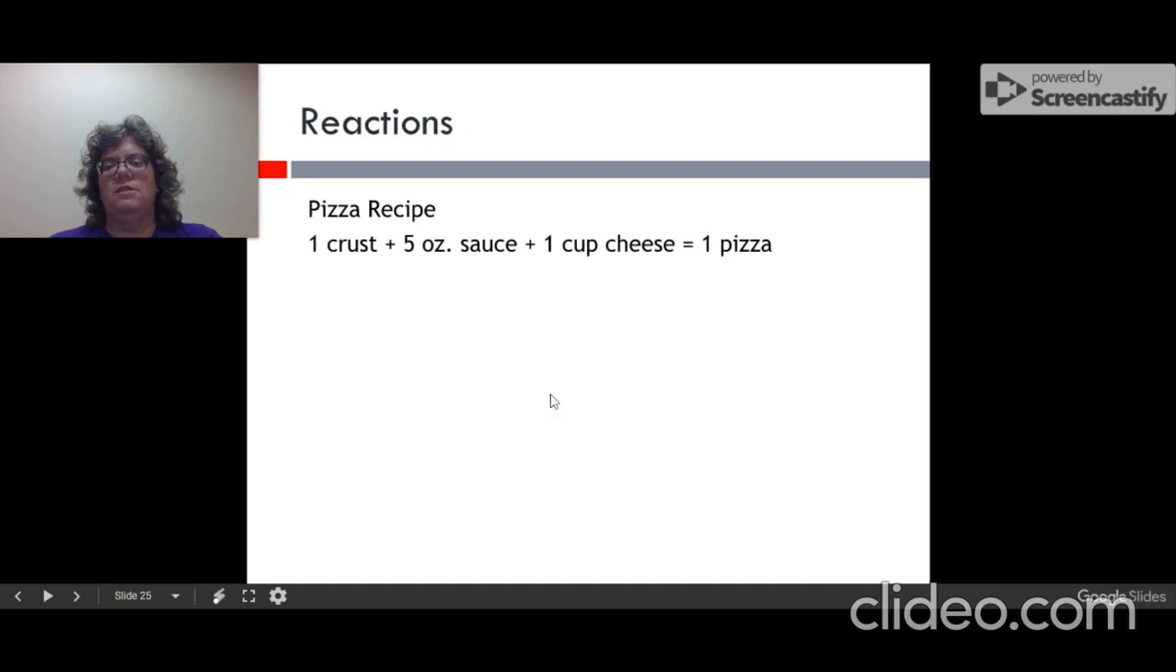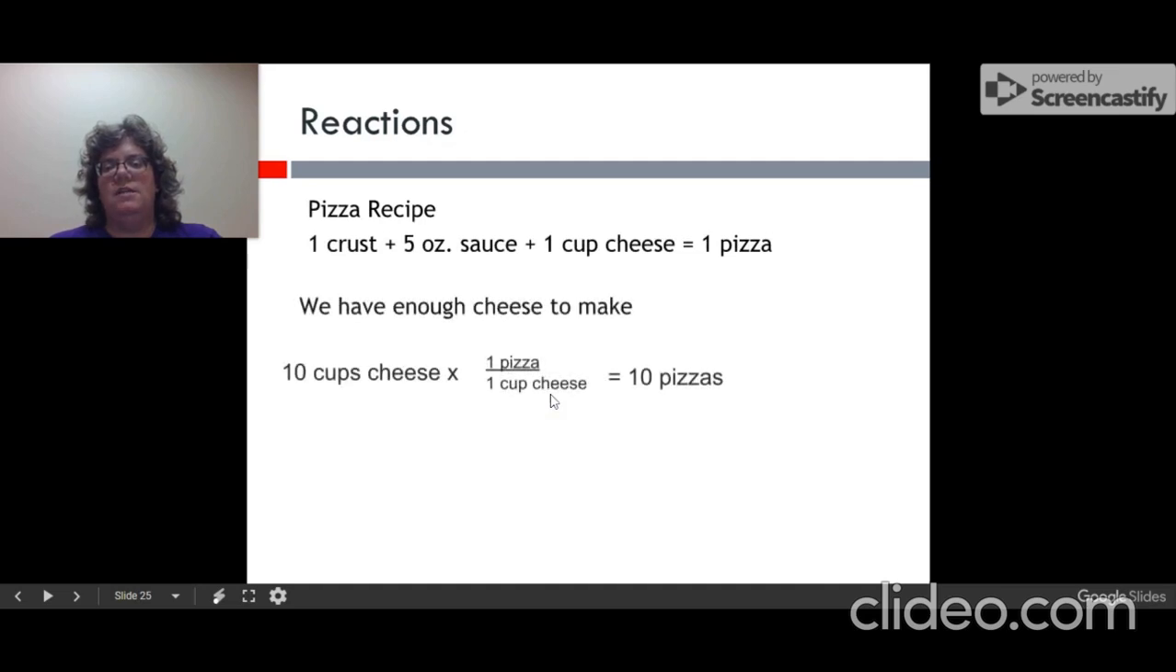As far as the cheese, we have 10 cups of cheese. For each pizza, we need 1 cup of cheese. So 1 pizza per 1 cup of cheese. We cross out the cheese, and we see 10 times 1 is 10. So we can make 10 pizzas before we run out of cheese.